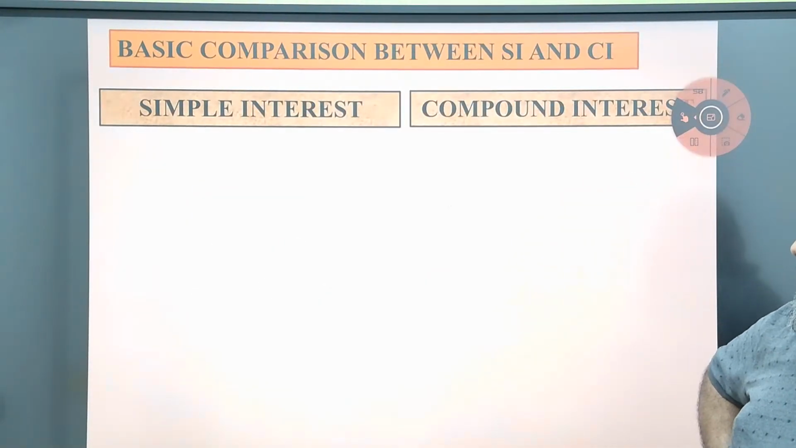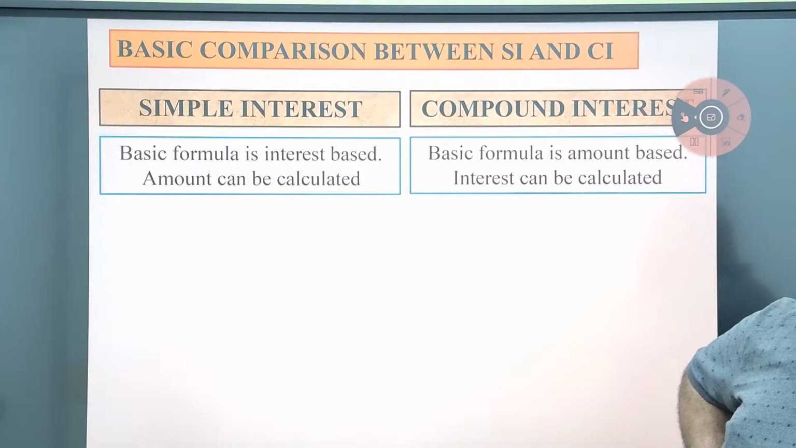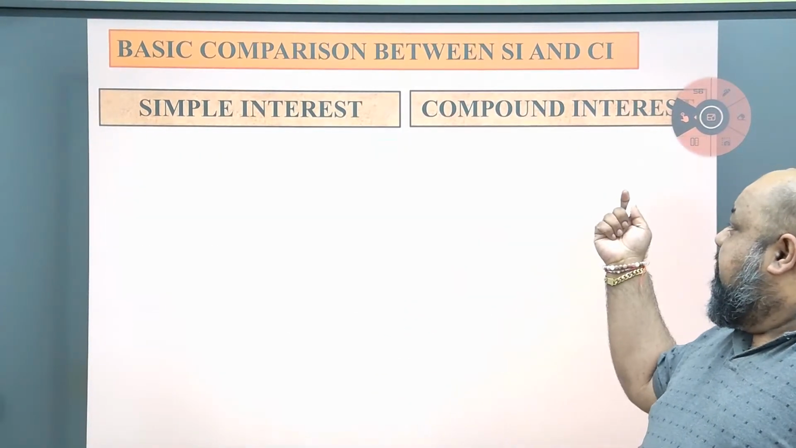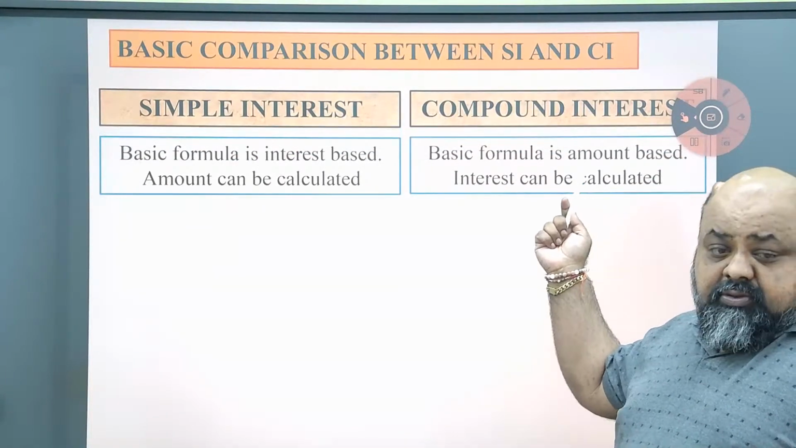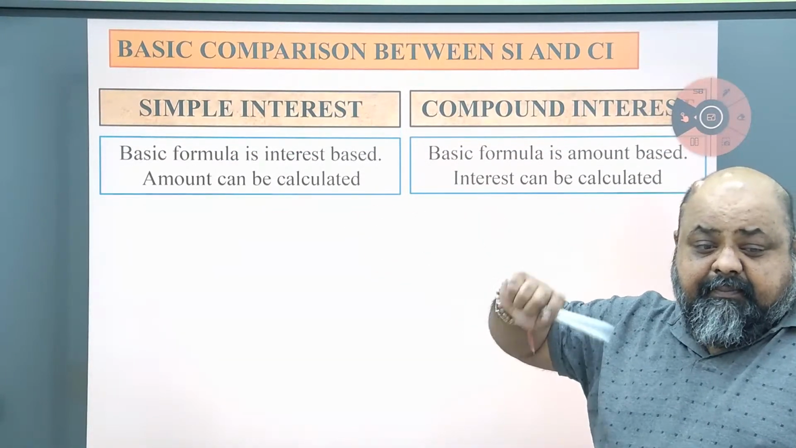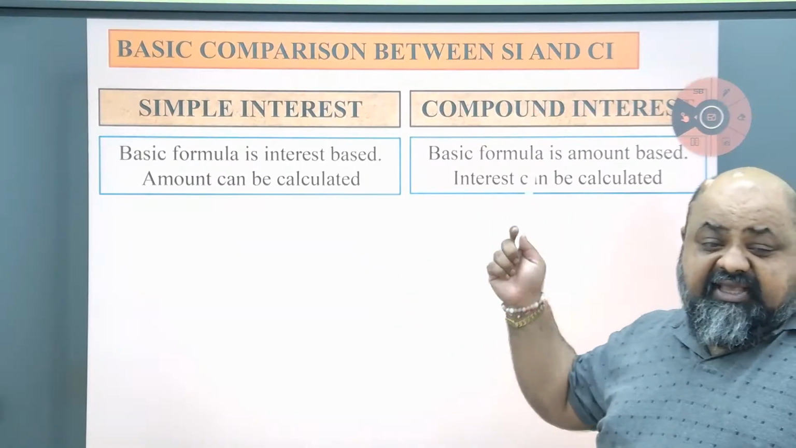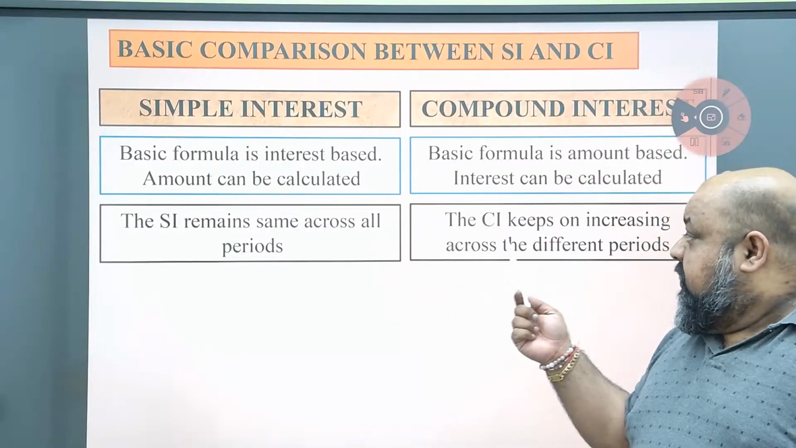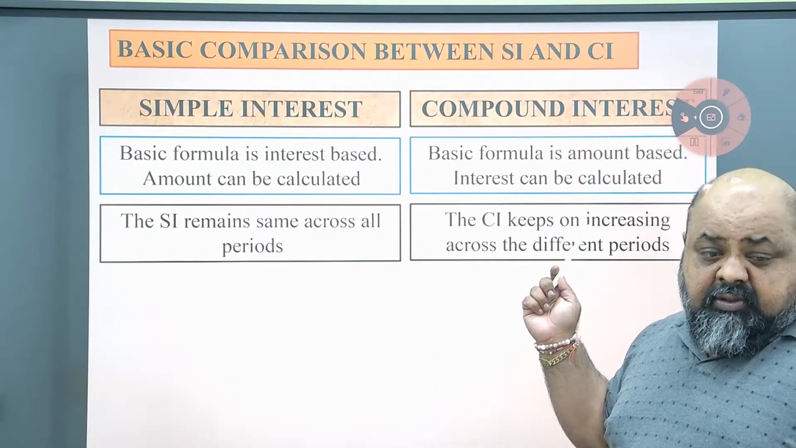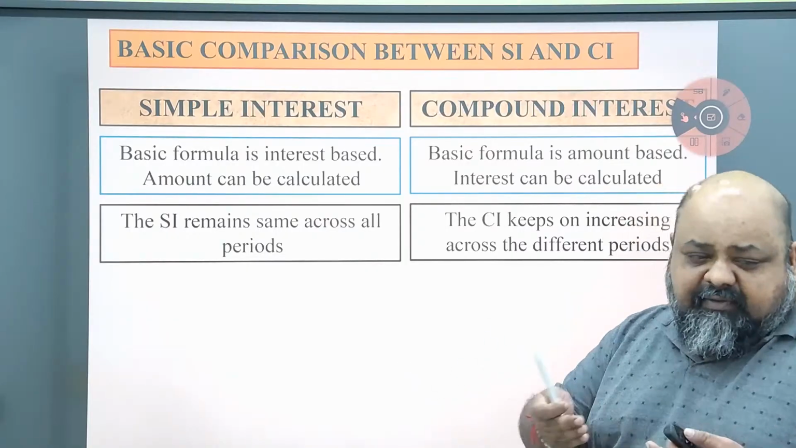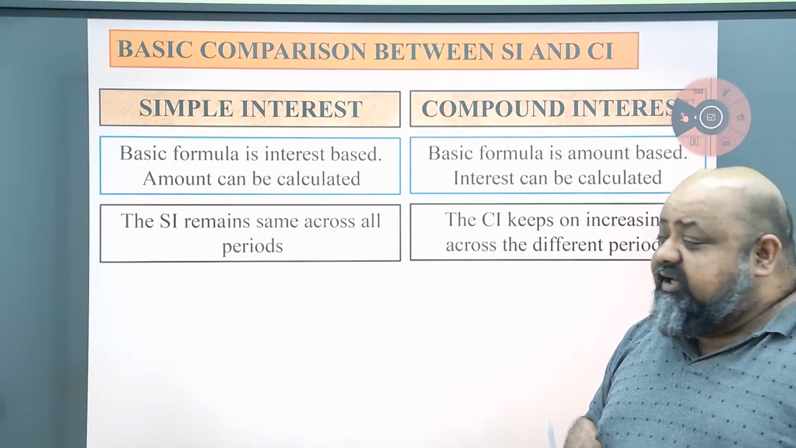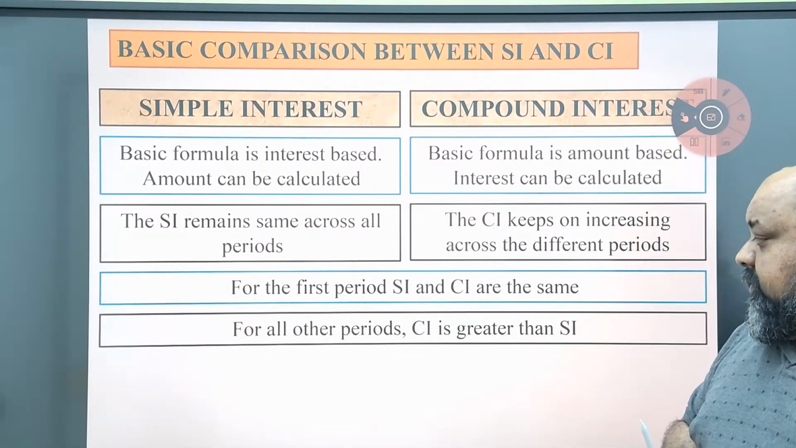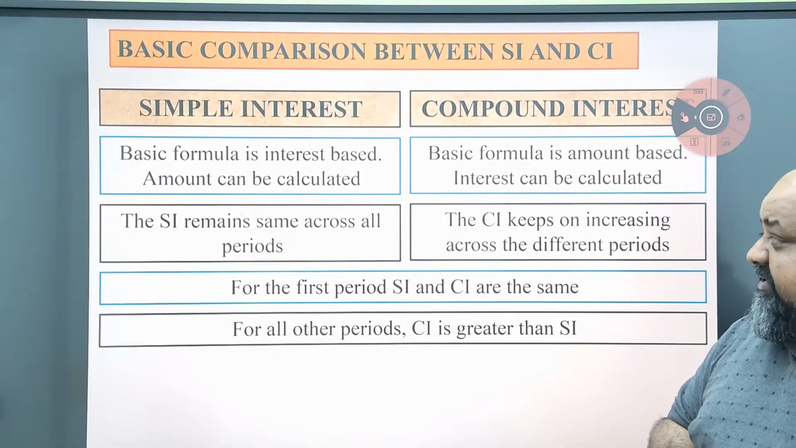Now if we compare SI and CI, the basic formula in simple interest is for interest, SI. The basic formula for compound interest is for amount. Amount in simple interest will be P plus SI. Here CI will be A minus P. SI remains the same across all the years. CI keeps on increasing. After year 1, if you are comparing year on year to year 3, there is a constant increase. But SI and CI will be the same for the first year. After the first year, CI will be greater than SI.